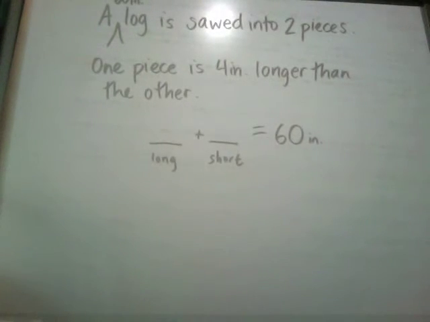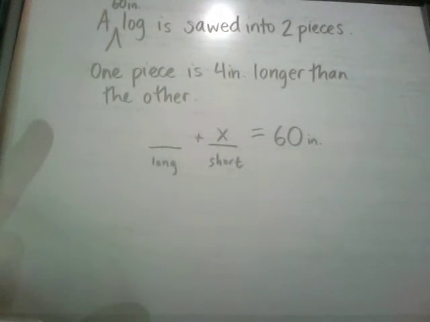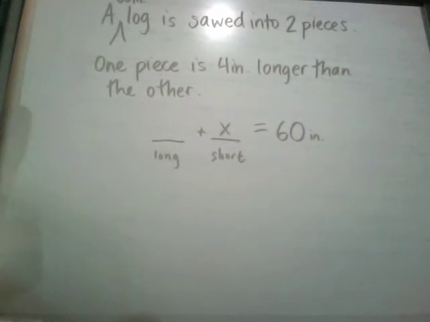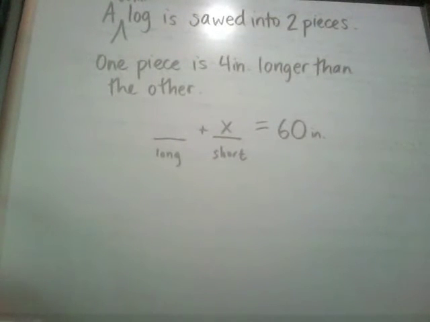Now, I think it's usually easier to give a variable to the shorter or smaller amount. So I'll show you 2 different ways you could finish this. Let's say the short piece, let's say we call it x. Or you could call it s for short. Just be careful that doesn't look like a 5. If the short piece is x inches long, one piece is 4 inches longer than that.